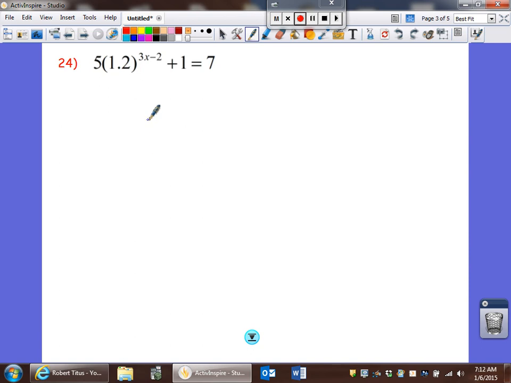On number 24, you have to notice that this is the base. The base is 1.2. It's not the 5. The base is holding up the exponent. It's 1.2. Well, we're going to have to get the base and the exponent by itself in order to solve this problem. So treating this like a kind of a normal equation, the first thing you do is move the plus 1 over, and by subtracting 1 from both sides, and that would leave you with 5 times 1.2 all raised to the 3x minus 2, and that's equal to 6.